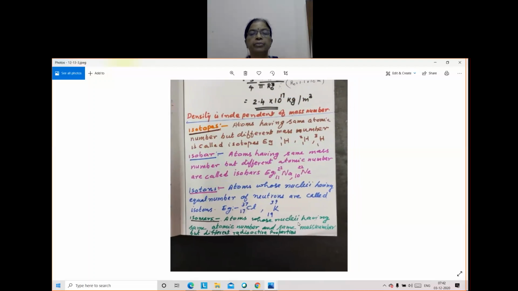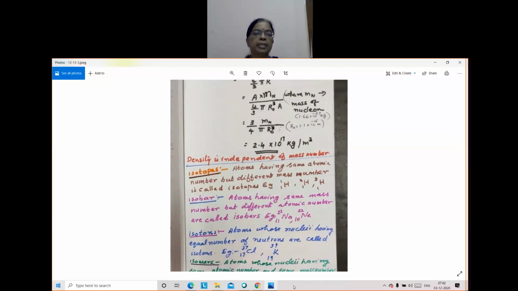Atoms whose nuclei have the same atomic number, same mass number, but different radioactive property. Such elements are known as isomers.